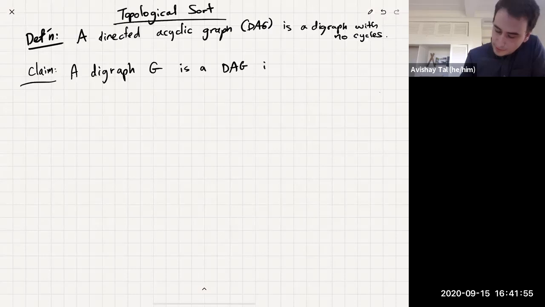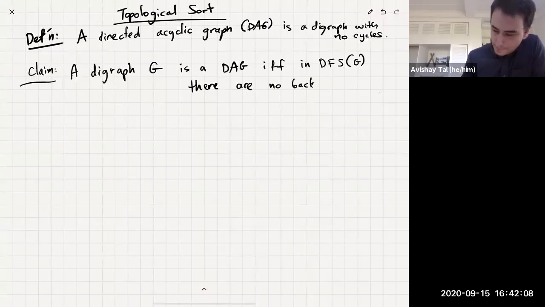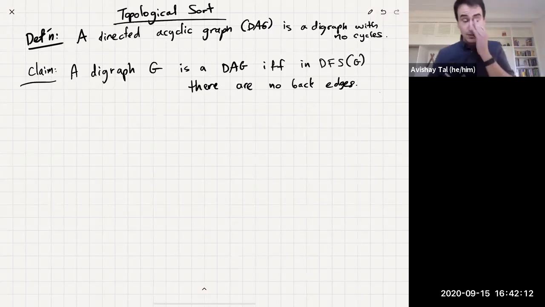How can we check it? If and only if in the DFS tree there are no back edges. So I claim that there's a cycle in the directed graph if and only if there's a back edge somewhere along the running time of DFS.